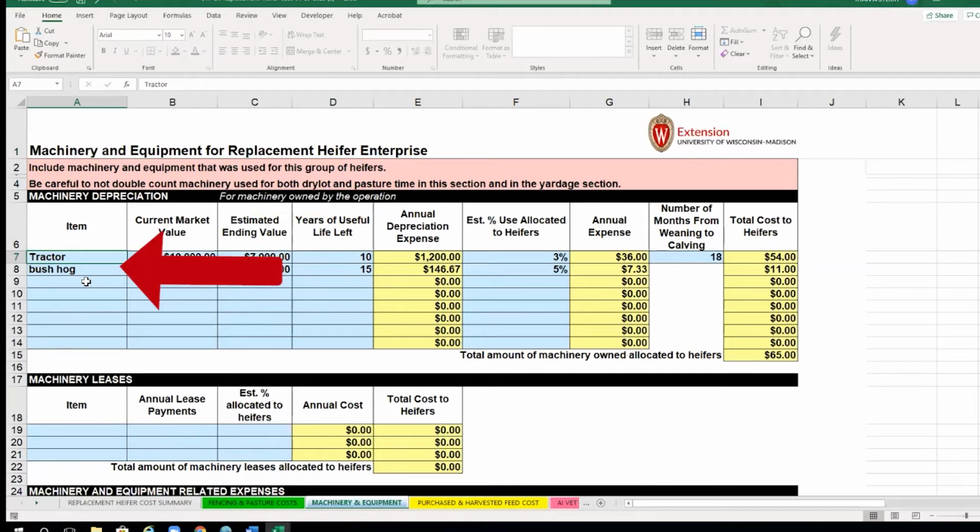In this case, we have a tractor and brush hog for managing the pastures. We want to look at the current market value and estimate what you think the ending value will be, and years of useful life, to come up with an annual depreciation expense for a particular piece of equipment that goes towards the heifer enterprise. In this case, this tractor is used for multiple other things on the farm, so you don't want to allocate all that charge to the heifer rearing expenses.